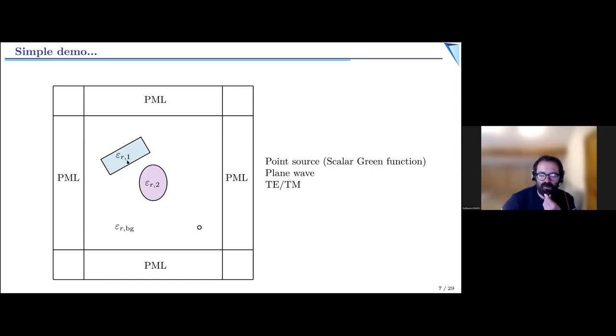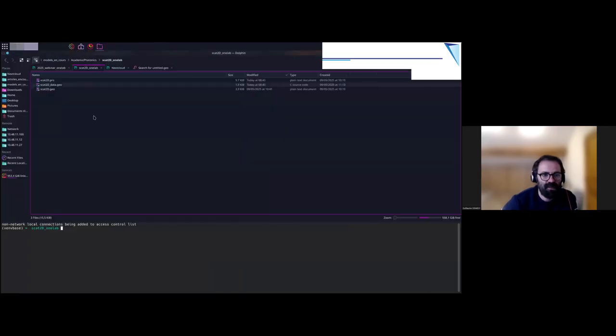So just to give you a quick example, I will take a 2D model, and we want to be able to send on these two scatterers, the rectangle and the ellipse, either some near-field source on this point or a plane wave. We want to be able to compute the scalar Green function, or just to compute the scattered field when shining a plane wave in TE and TM. So how would we do that? I prepared a little demo on this.